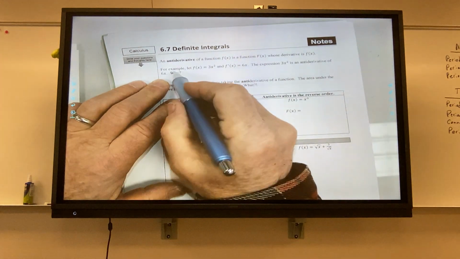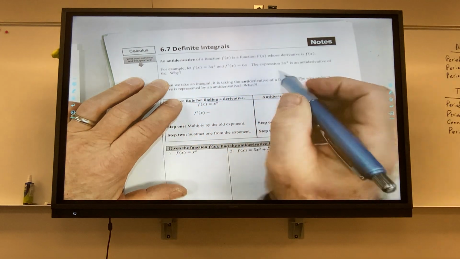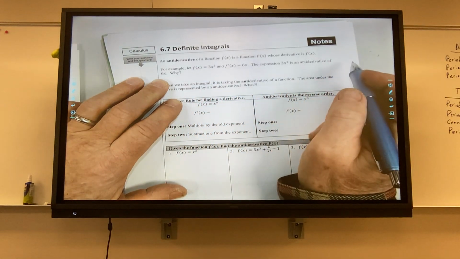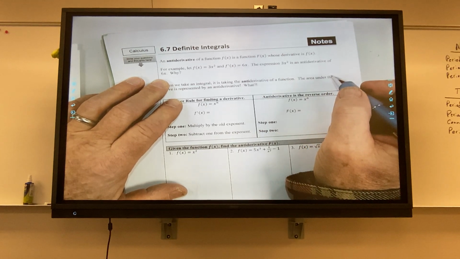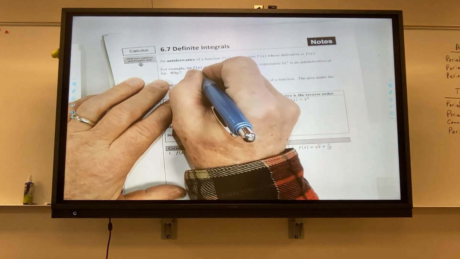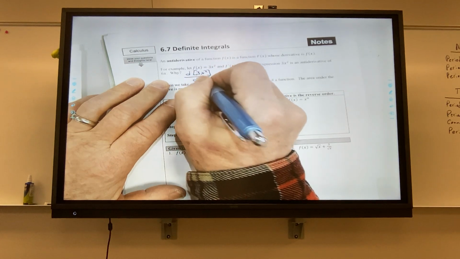All right. For example, Brant, let f of x equal 3x squared. The derivative is 6x. The expression 3x squared is the antiderivative of 6x. Why? It's almost a ridiculous question. Because if you take the derivative of 3x squared, you get 6x. Oh my gosh, that's exactly correct.